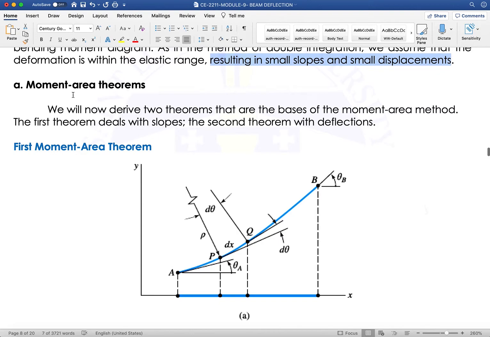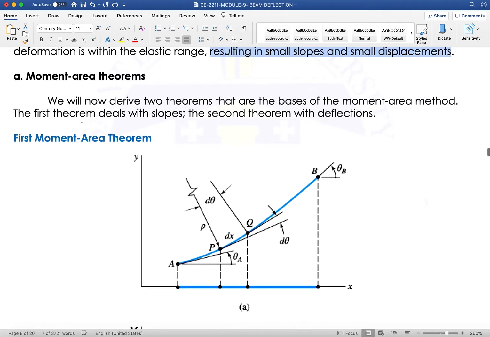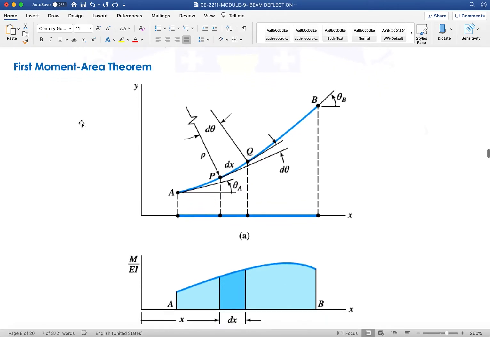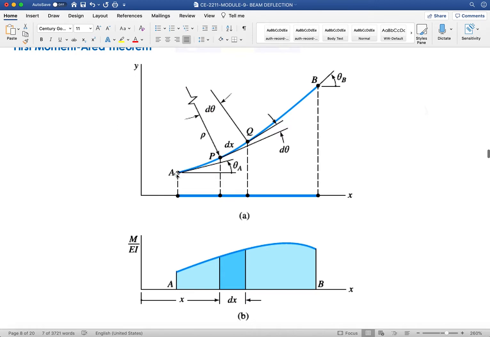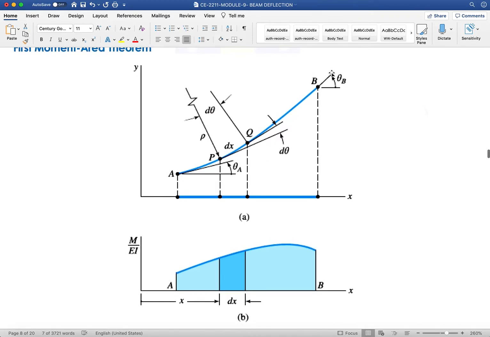Okay, so moment area theorems. The first moment area theorem. You have here your elastic curve, you have your theta A, and you have your theta B. Your theta A and theta B are with respect to your rho because it is changing. Take note that theta A is not equivalent to theta B because your elastic curve here is non-linear.